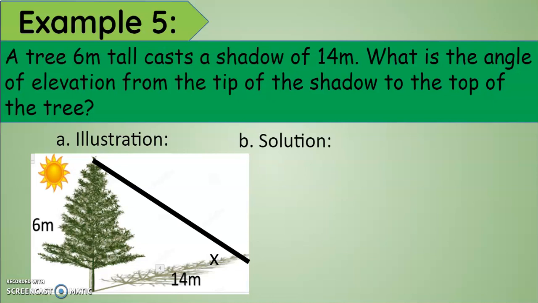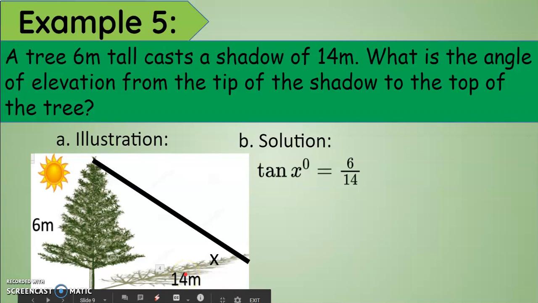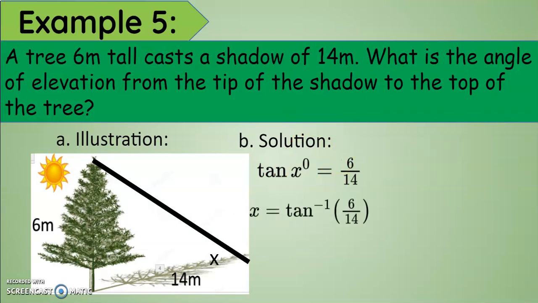So for your solution, again, this is now our reference angle. So that will be opposite over adjacent. So we have tangent x degrees is equal to 6 over 14. Since we don't know the value of your angle, all we have to do is transpose tangent to the other side. When we transpose tangent, automatically we will write tangent raised to the negative 1. So that will be x is equal to tangent raised to the negative 1 of 6 over 14.